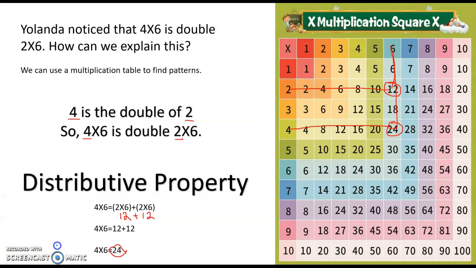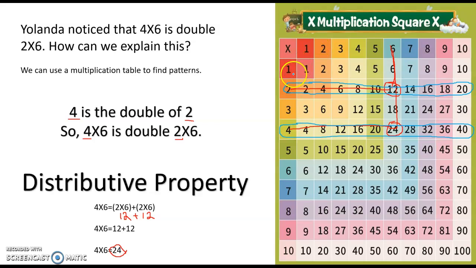Let's look at the product of numbers multiplied by 2 and multiplied by 4. Any number that's multiplied by 4 is going to double the product of that number multiplied by 2. So just like we just saw with 4 times 6 and 2 times 6, that goes for any number.